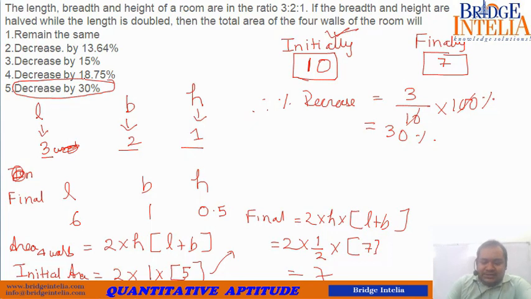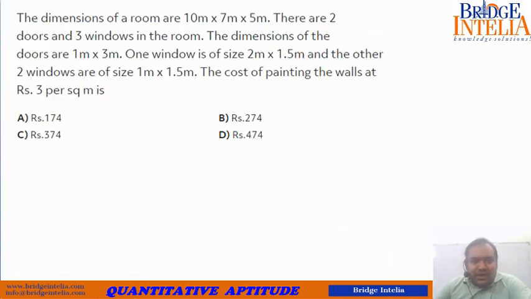Now let's move to the next one. The dimensions of a room are so and so. There are 2 doors and 3 windows in the room. So doors and windows in the room means what? Obviously they are placed or made in the wall only. That means the wall has some outlet. Windows are there, doors are there. The dimensions of the door is this much, the one window is of the size this much, and the other 2 windows are of the size this much.